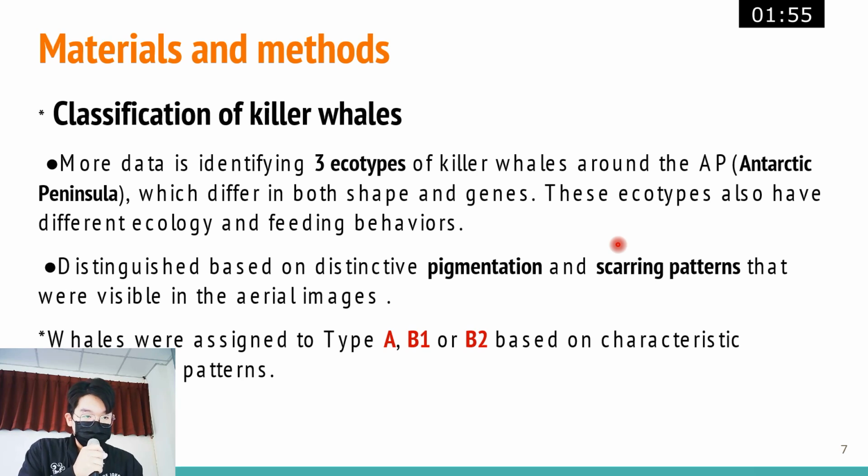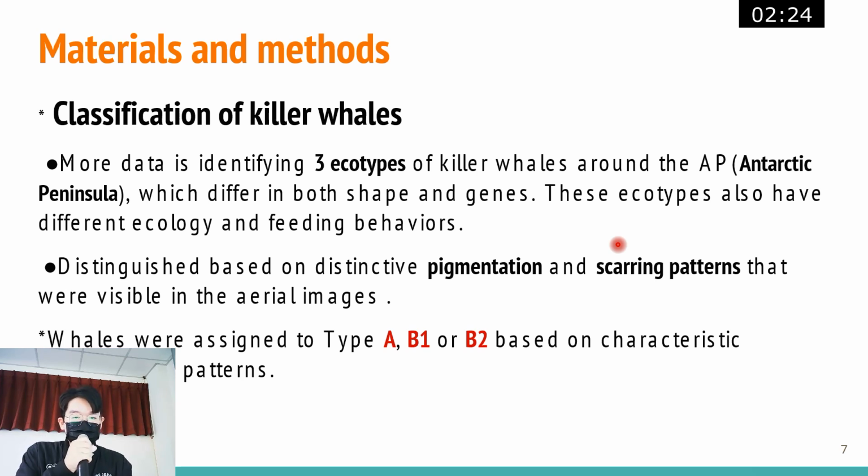And now let's talk about materials and methods. First, we classify killer whales into three different ecotypes. Prior data identified three ecotypes of killer whales around the Antarctic Peninsula, which differ in both shape and genes. These ecotypes also have different ecology and feeding behaviors.